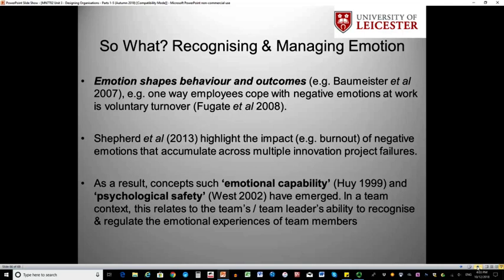And so this is where I think, as I mentioned a couple of minutes ago, the importance of emotional capability, psychological safety, emotional intelligence. So this is where some of those concepts could be really useful for us in understanding how we might manage innovation from an emotional perspective.